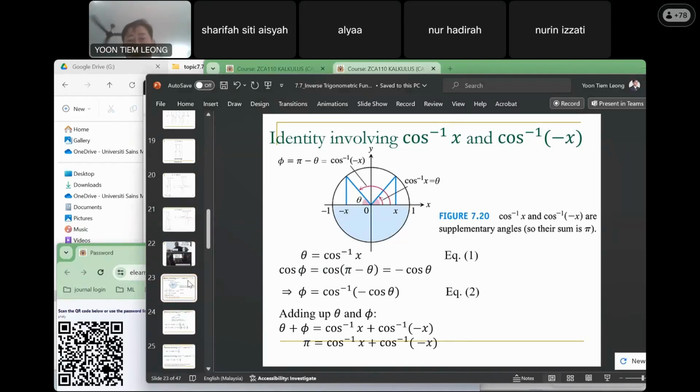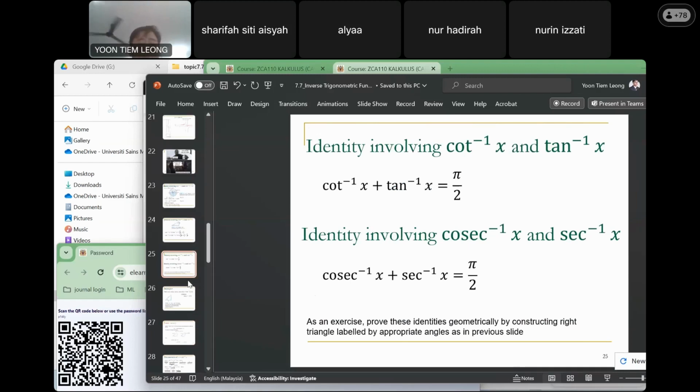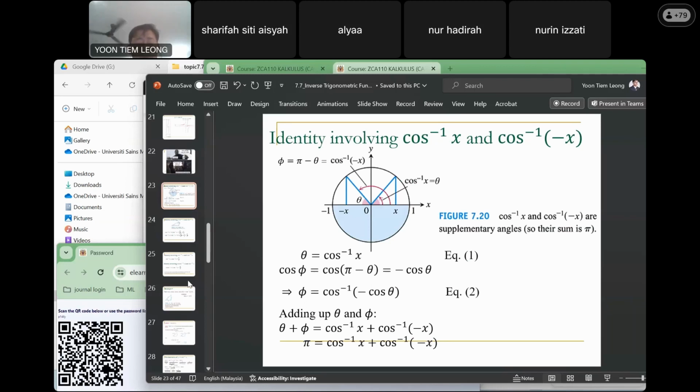In the next few minutes or so, I'm going to discuss 4 identities that are obeyed by the inverse trigonometric functions. The first identity is this one that you see on the screen. Then there are also the second, the third one, and the fourth one. These are all very simple trigonometric identities which can be easily proven or shown using a geometrical argument.